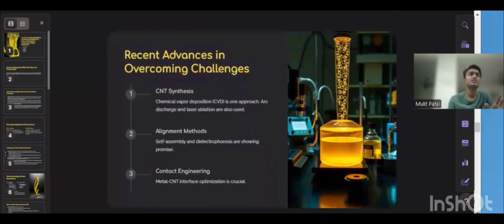Recent advances in overcoming challenges. CNT synthesis: chemical vapor deposition is one approach. Arc discharge and laser ablation are also used. Alignment methods: self-assembly and dielectrophoresis are showing promise. Contact engineering: metal-CNT interface optimization is very crucial. Right? The recent advances of this.